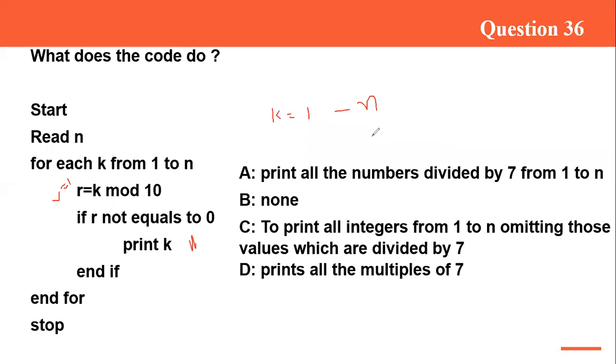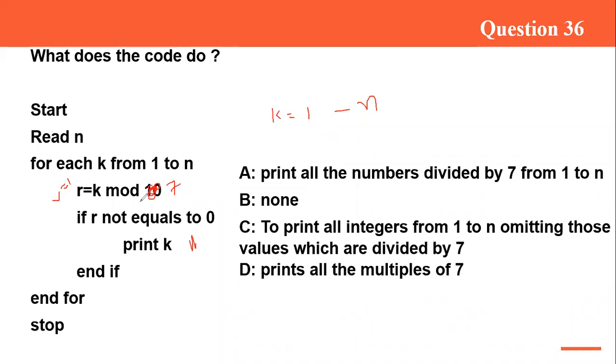But for example, if I... yeah, the code has nothing to do with 7 actually. I think there is something wrong in the question. Maybe there should be something like K mod 7. I think that needs to be there. Okay, if it is K mod 7, then check. It should be K mod 7. Try it that way. Okay, then it should be C.